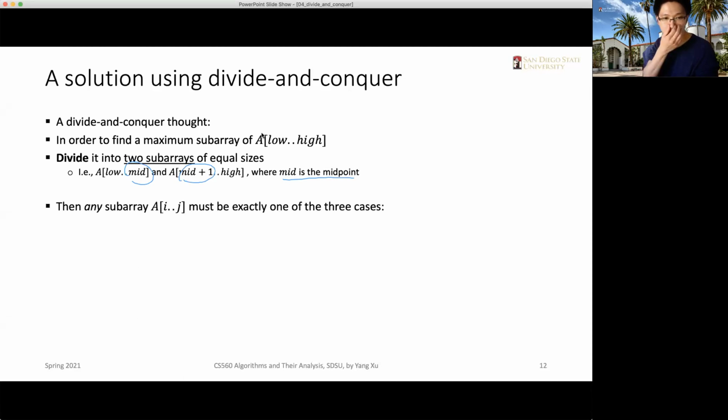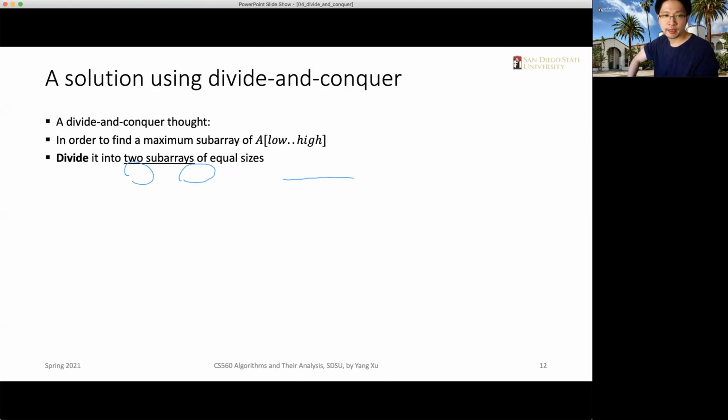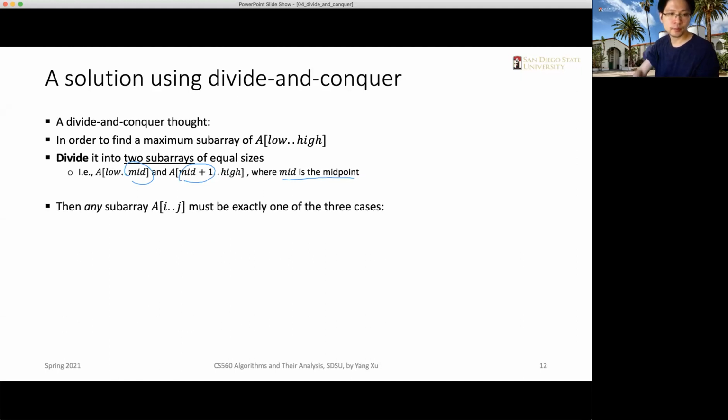Okay. Then any subarray A of j, actually A from i to j. Okay, so this A from low to high is the complete input. And the subarray within A low to high is a segment of A from low to high. So this subarray A from i to j must be exactly one of the 3 cases.